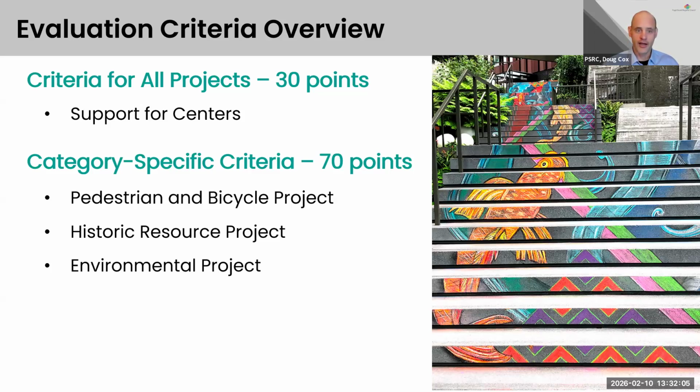So this slide shows how the points are allocated. There are 100 total possible points, and there are two parts. The first applies to all projects, regardless of which of the three categories your project falls into. That's the support for centers criteria, which is worth 30 of the total 100 points. The second part that you'll respond to depends on the type of project that you are submitting. They're all weighted equally and account for the remaining 70 points. Once we get to the application demo, Mitch will show you where you select which option so you see the appropriate questions to respond to.